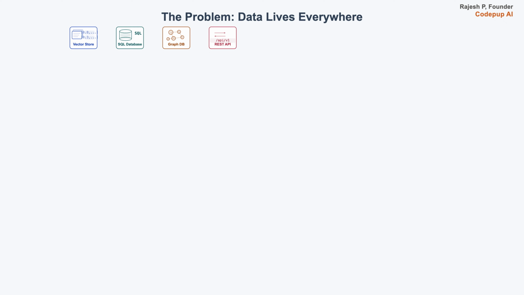Your company has data everywhere. Product docs live in a vector store. Revenue numbers sit in a SQL database. The org chart is in a graph database. Customer records come from an API.